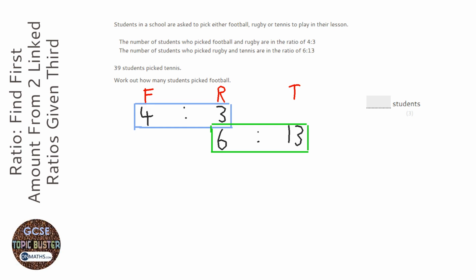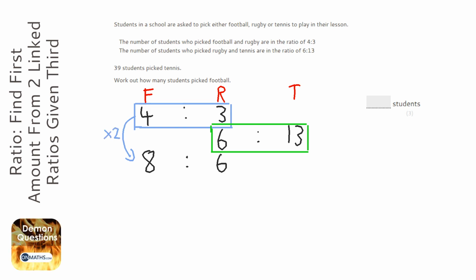So what if I times both of these by 2? If I times both of them by 2, I get 8 to 6, and that actually matches the other ratio. So what I can then do, because it's the same parts of rugby, is say that it's 13 parts tennis. Okay, so all I'm interested in here is matching these two up to make these both the same. So I times the one in blue by 2 and it made it exactly the same.